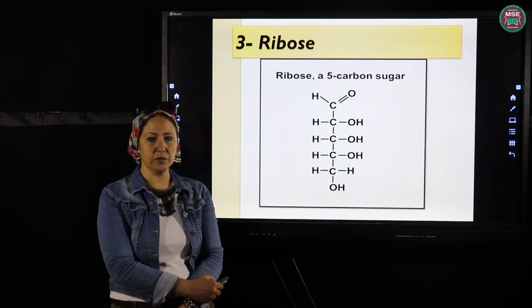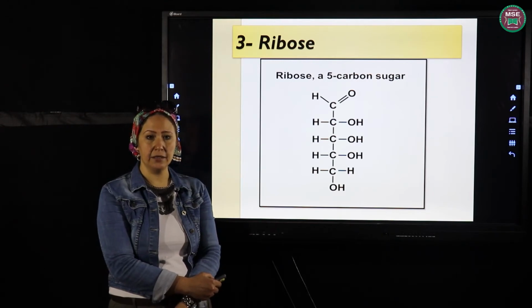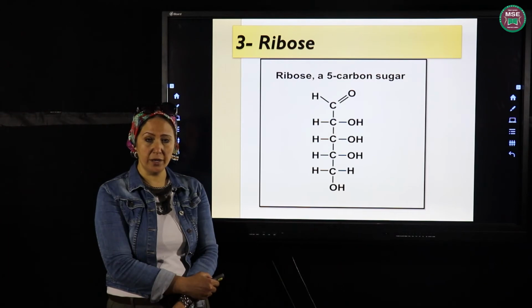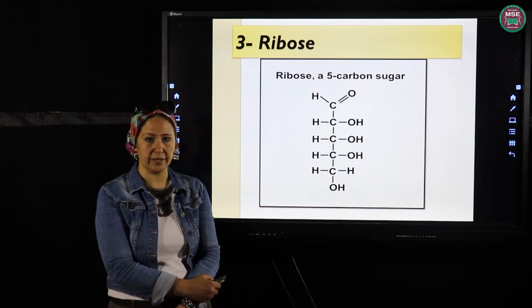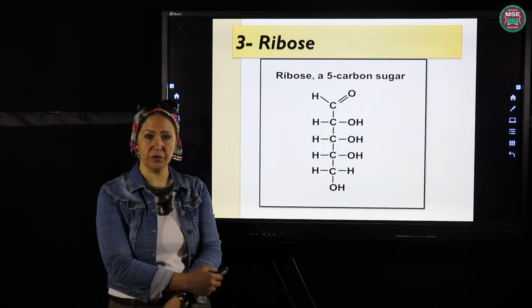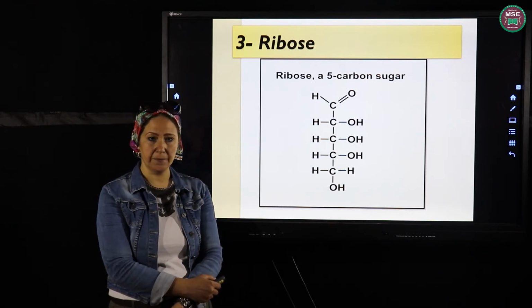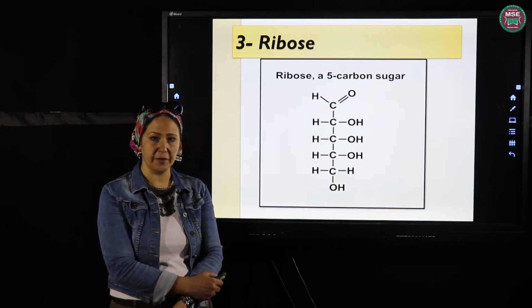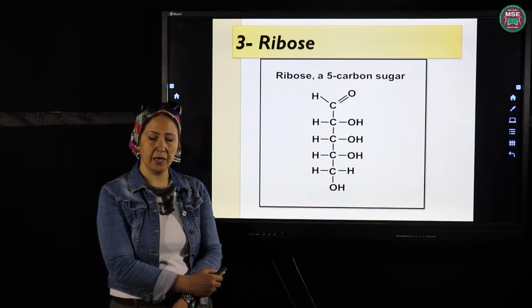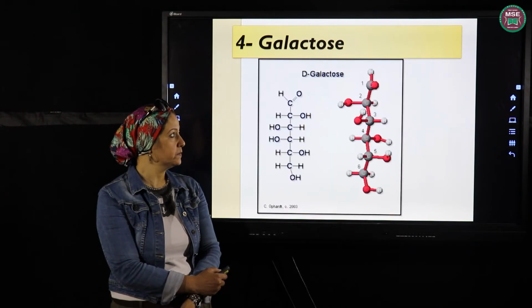The third example of monosaccharide is ribose. Ribose is one of the monosaccharides. Its chemical formula is C5H10O5. So the ribose is a 5-carbon sugar. It's a pentose sugar, which means it contains 5 carbon atoms. And this is the structure of ribose, which is one of the monosaccharides.